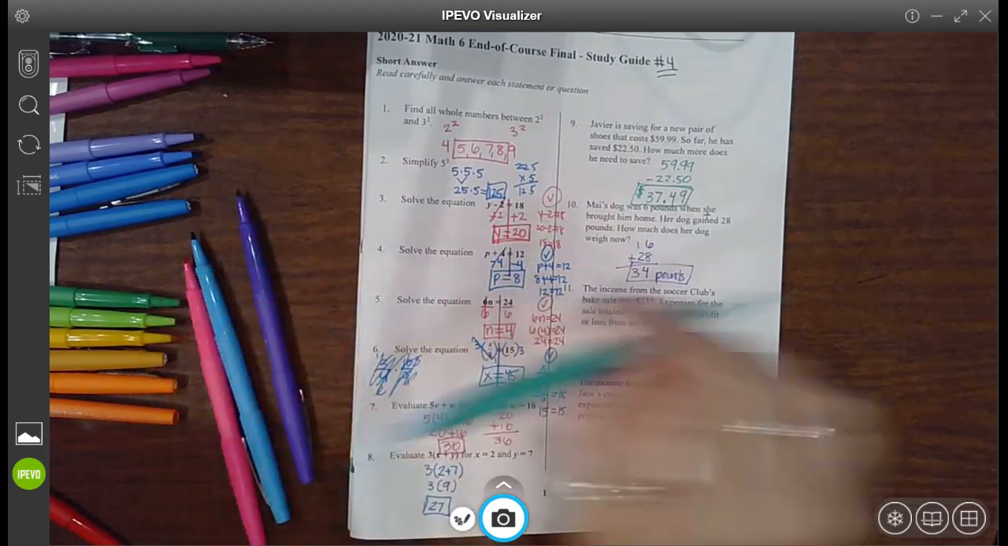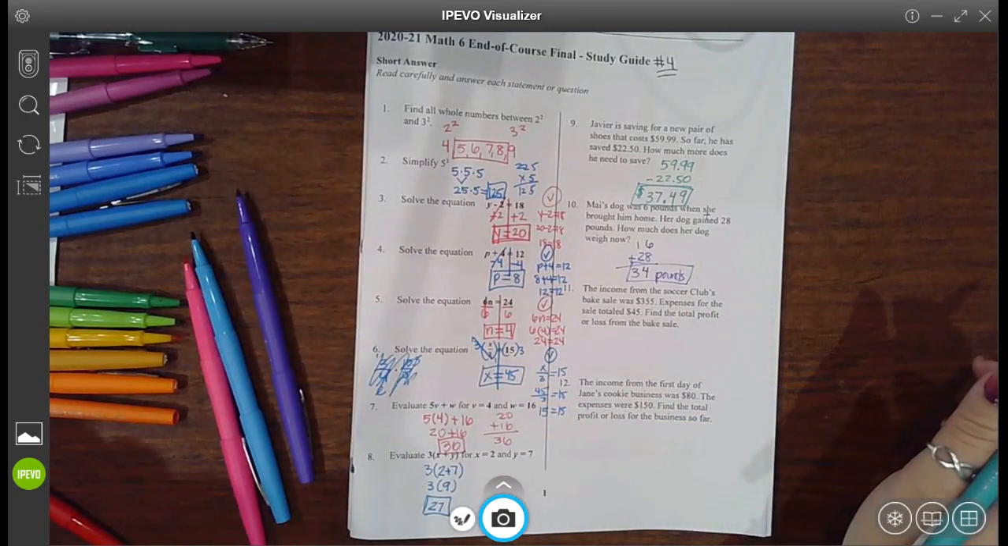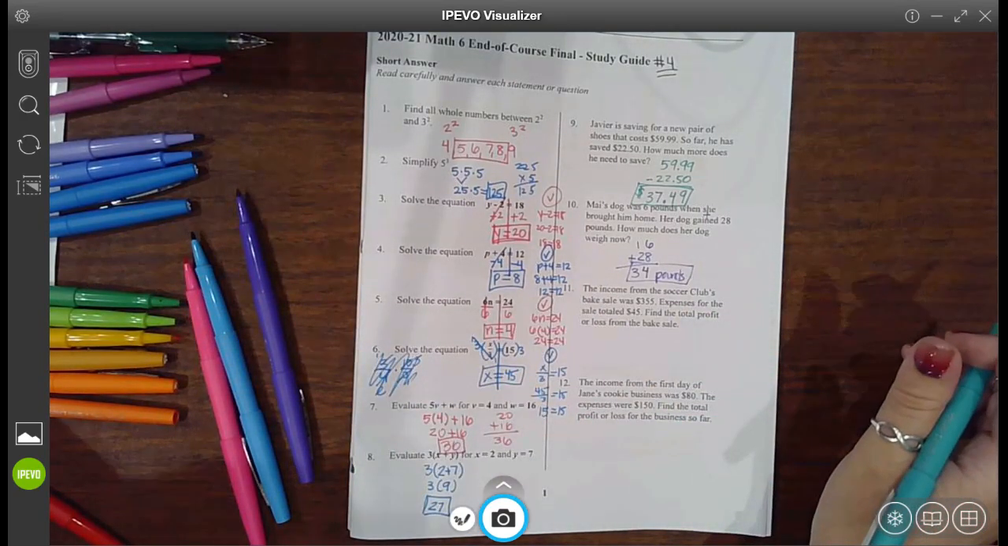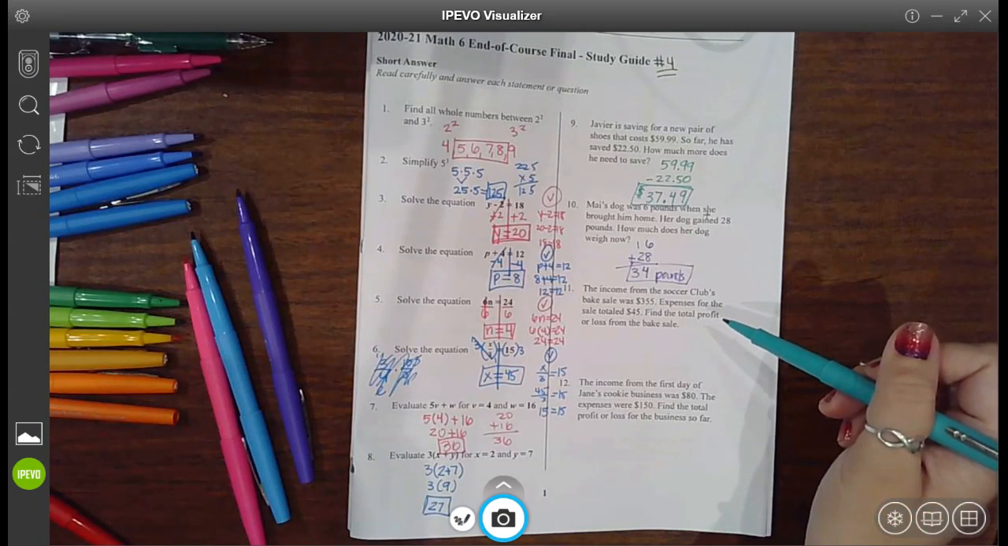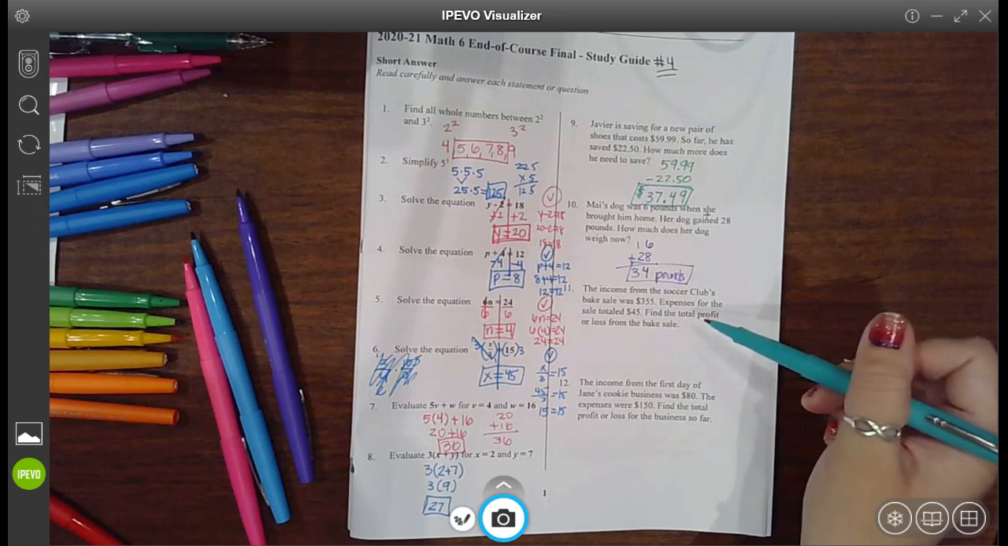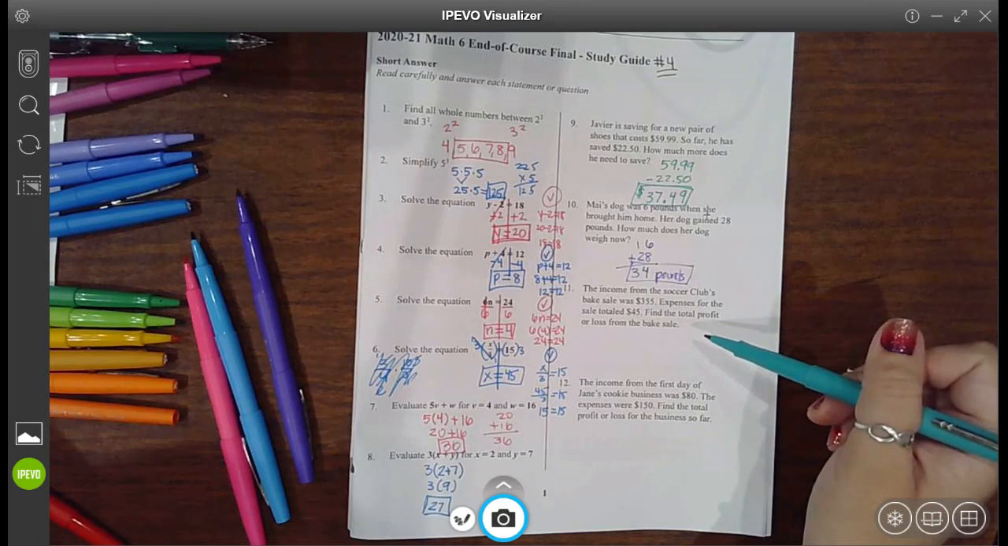Okay, again, remember, you're always free to pause the video and try it yourself first, and then unpause it and join us to check yourself. Okay, the income from the soccer club's bake sale was $355. Expenses for the sale totaled $45. Find the total profit or loss from the bake sale.